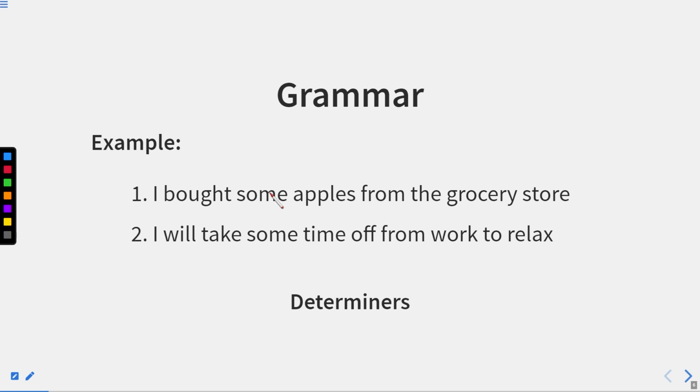Now let us move further. For example, I bought some apples from the grocery store. Now, some apples means there are at least more than two apples. I will take some time off from work to relax. Now, time is uncountable, but some time means some amount of time, more than nothing. Off means I will not work at that particular time. I just want to take rest. So this is the special quality of some, that it can be used with countable as well as uncountable nouns.